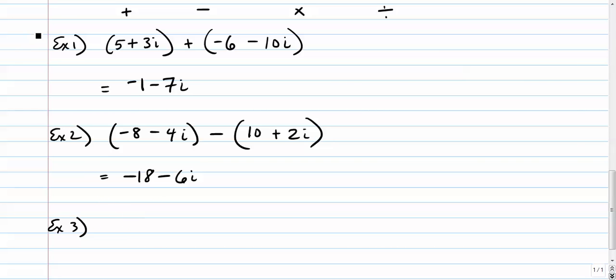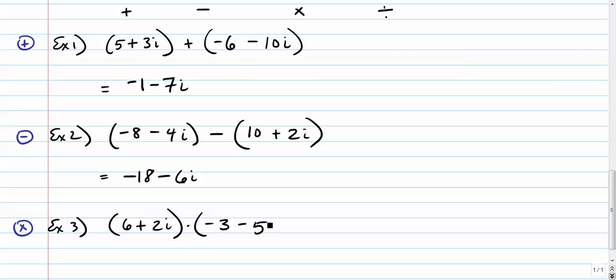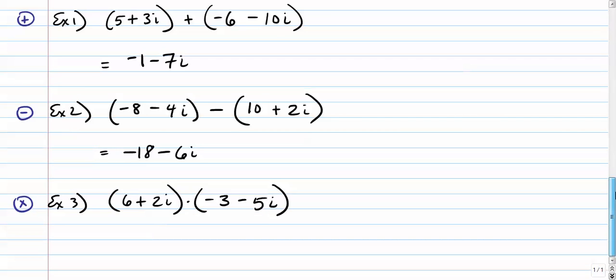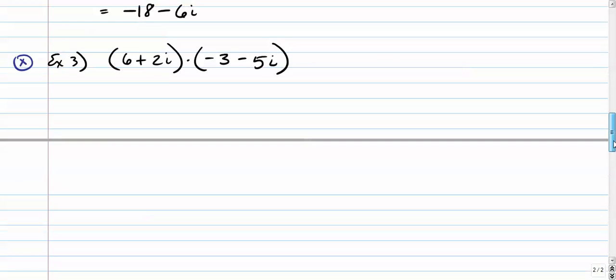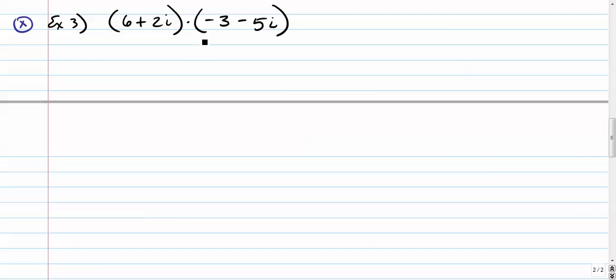Example 3, let's multiply. So this was addition, then subtraction. Let's multiply now. So we have 6 plus 2i times negative 3 minus 5i. All right, let's get some more space here. Well, here we're basically just going to distribute a binomial into a binomial. That's the thing that you probably learned in your math class, is to FOIL, right? So you're going to go first times first. First times first is negative 18.